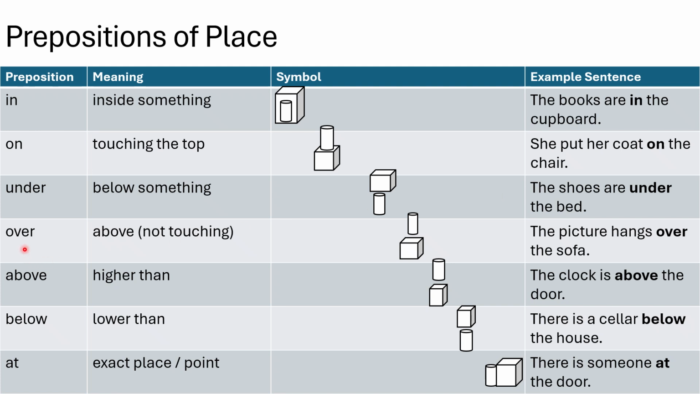The preposition over means above, not touching. This symbol illustrates the cylinder over the box. Listen to the example sentence. The picture hangs over the sofa.